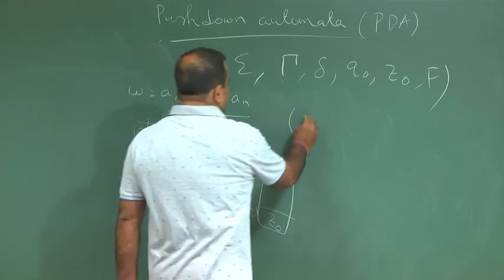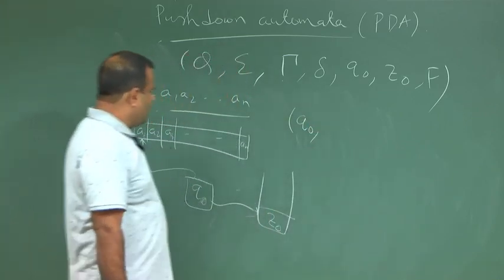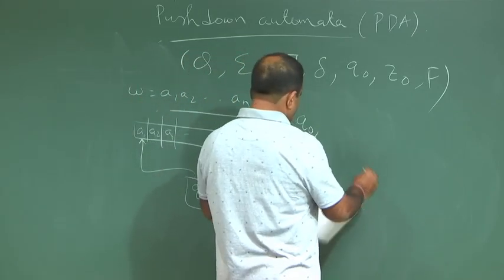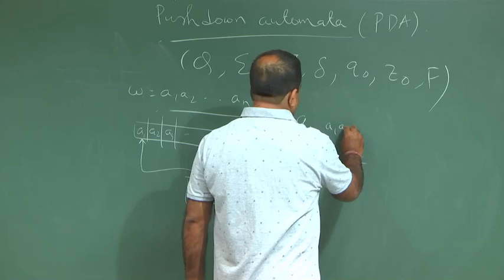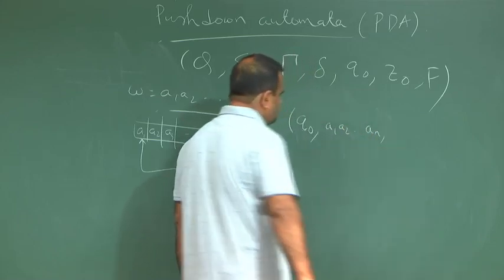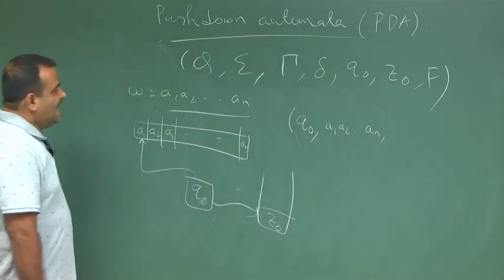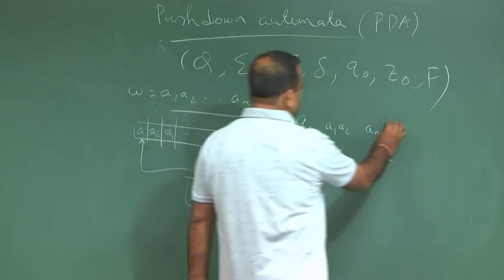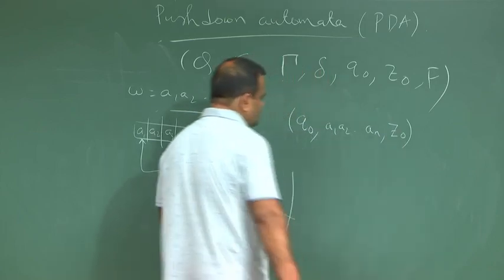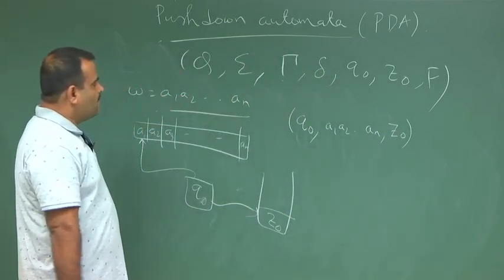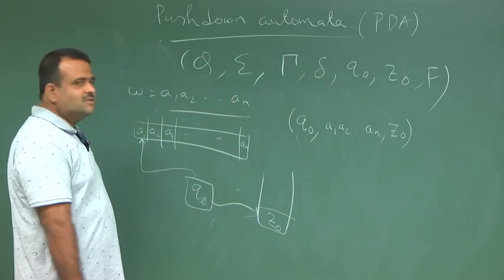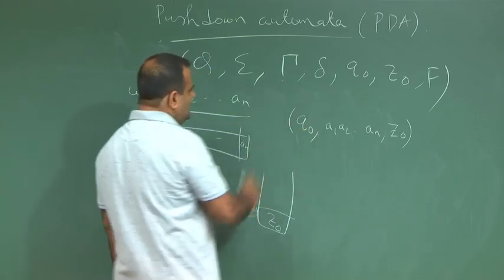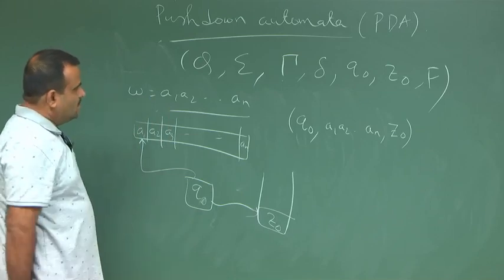So what is the situation? We are at Q0, and the tape is W, A1, A2, up to An, which we are going to read. And what is the stack condition? The stack is only one symbol, which is Z0. This is called the instantaneous description. This is the initial ID, if this is our W.